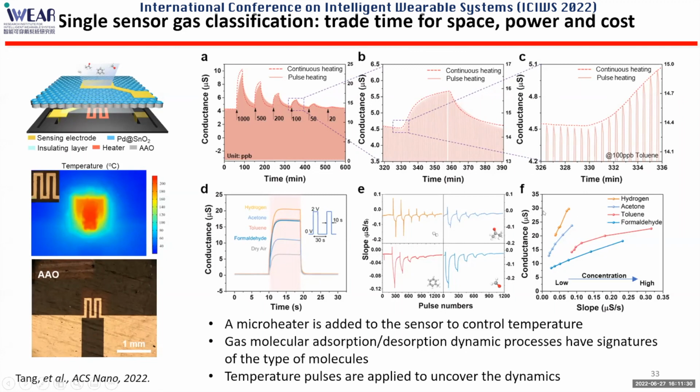So basically it's in figure F. The Y is the conductance, the X is the slope. For different kinds of gases, you can already see the difference, right? So this is using one single sensor to do the job.